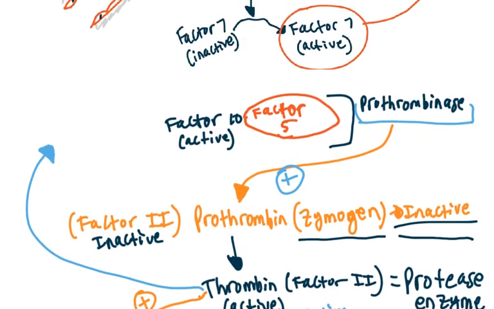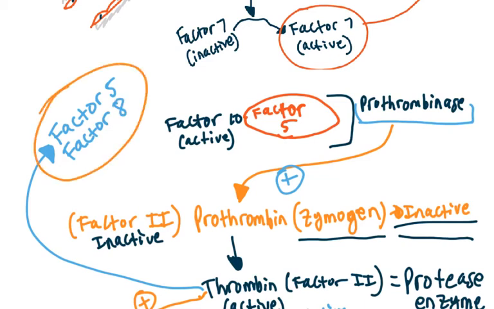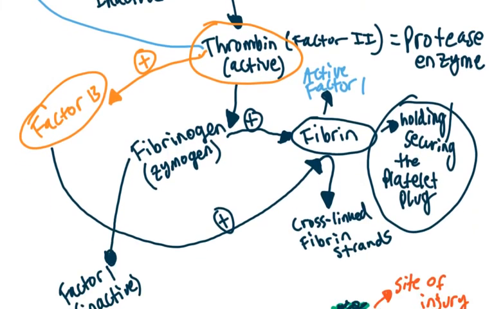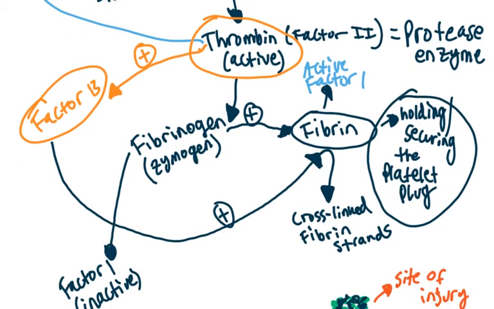And it goes ahead and activates factor 5. It stimulates the reaction of converting the inactive form of factor 5 to the active form of factor 5, and it also helps convert the inactive form of factor 8 into the active form of factor 8. All right, so it does that so that more thrombin can be produced later on in the common pathway.